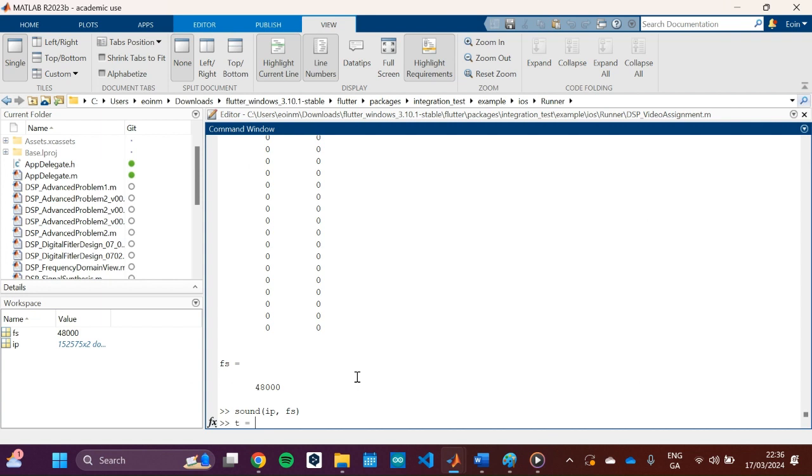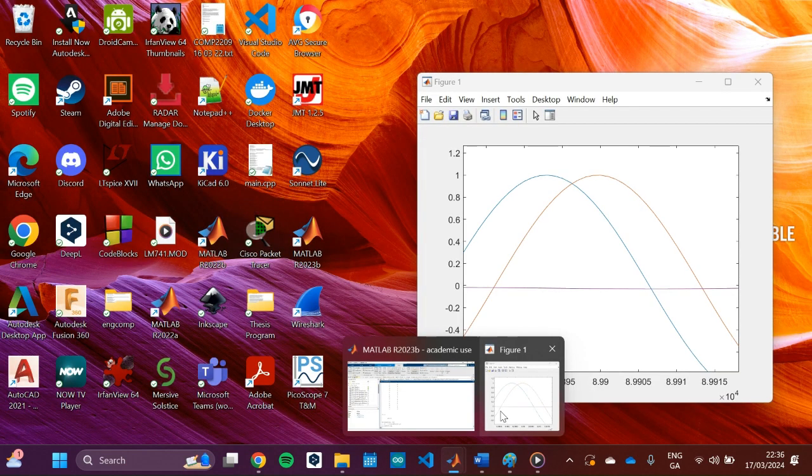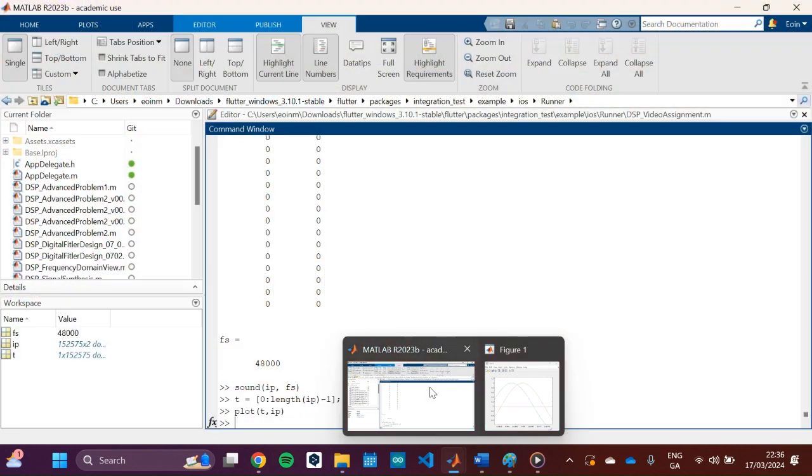So for my time variable, I'll set that equal to 0 to length of the input minus 1, with minus 1 because MATLAB starts at 1, not at 0. And I'll plot T versus IP. And I'll label the axis. So the x-axis is going to be time. That's not what that is now. That's from before, from one of my other previous attempts.